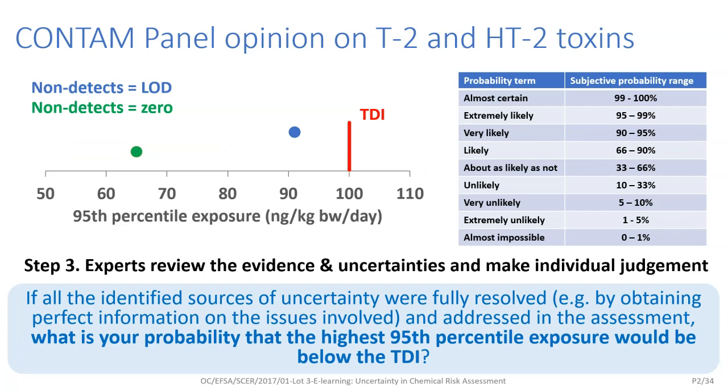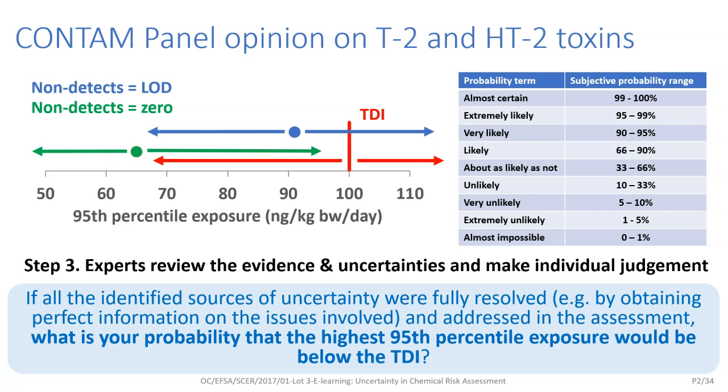On the other hand, if the expert thinks that exposure and hazard are both very uncertain and might be either a lot lower or a lot higher, then they would be less confident that exposure is below the TDI and give a lower probability, perhaps somewhere in the middle of the scale. It is not necessary to restrict yourself to the ranges shown in the scale if a different range expresses your judgment better. For example, if the expert judges their probability to be between 50 and 75%, they should say so.